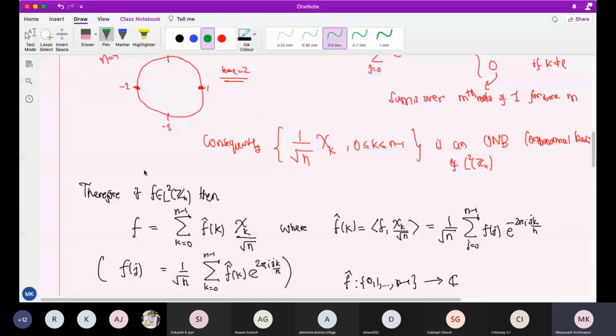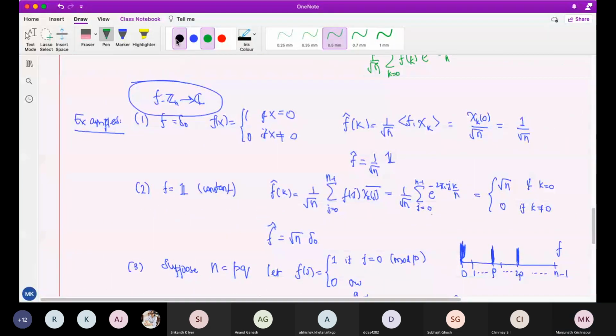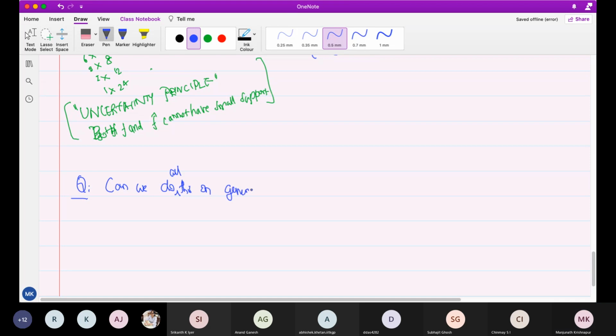So the main question next is, can we do it on general groups? So the next question that we will take up next lecture is, it's 1 o'clock, okay, I will stop by stating this. Can we do all this on general, let's even say finite, groups? Actually, it will turn out the answer is no.